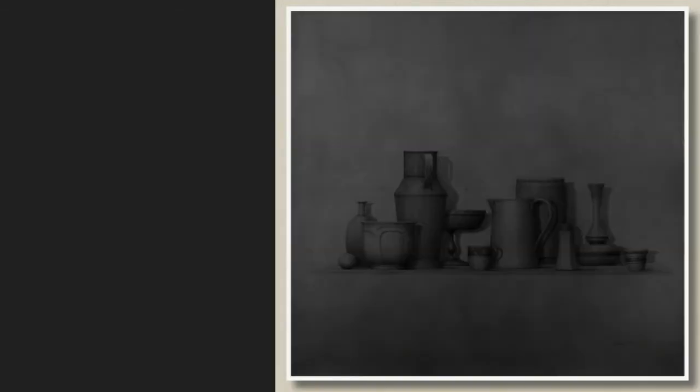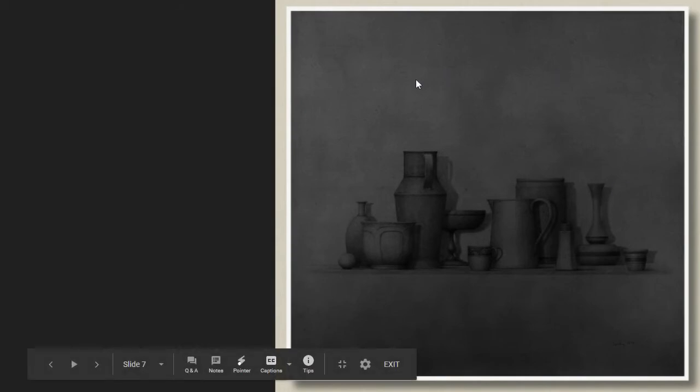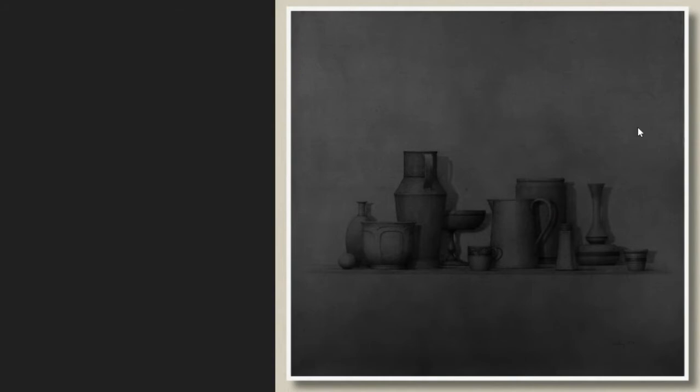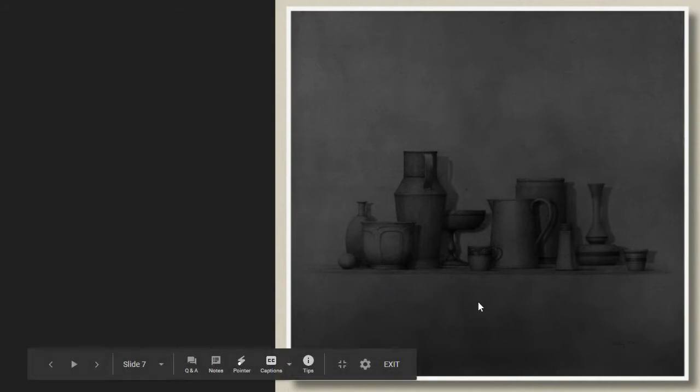Okay, what about this picture by William Bailey? Do you think this is high contrast or low contrast? Again, if you said low contrast, you would be correct. These values are all near each other on the value scale.